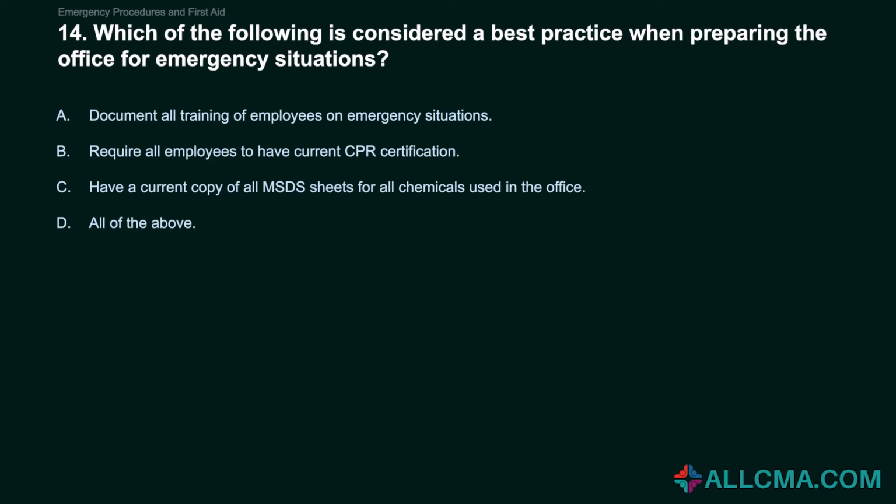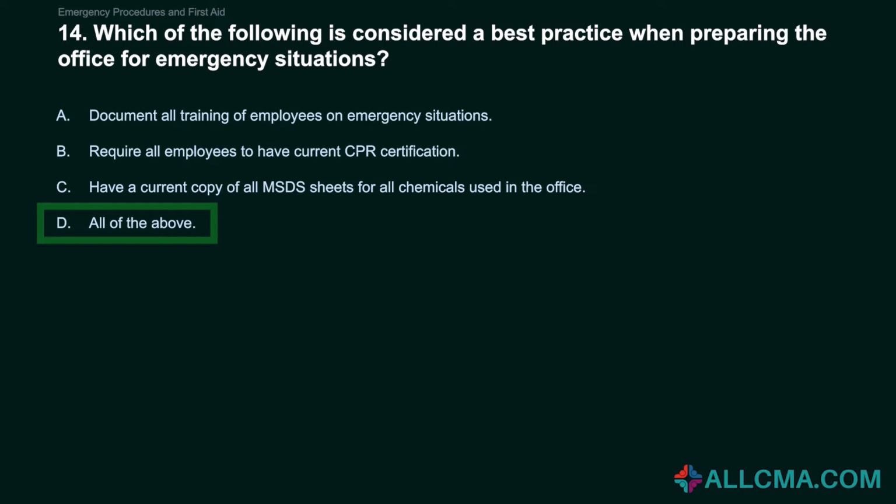14. Which of the following is considered a best practice when preparing the office for emergency situations? A. Document all training of employees on emergency situations. B. Require all employees to have current CPR certification. C. Have a current copy of all MSDS sheets for all chemicals used in the office. D. All of the above.